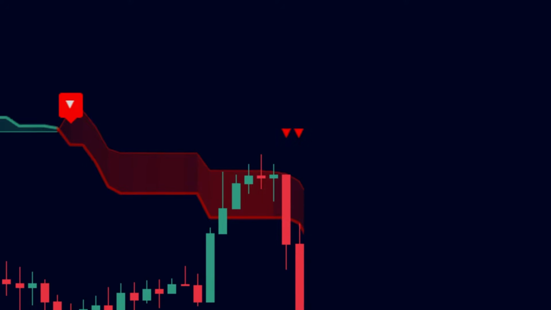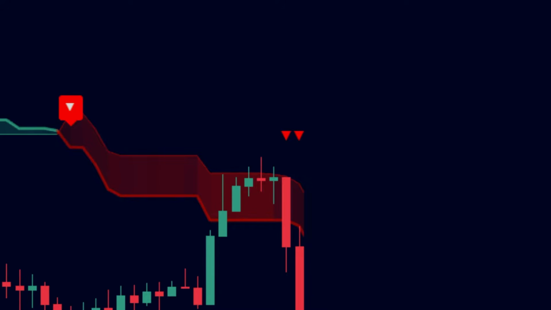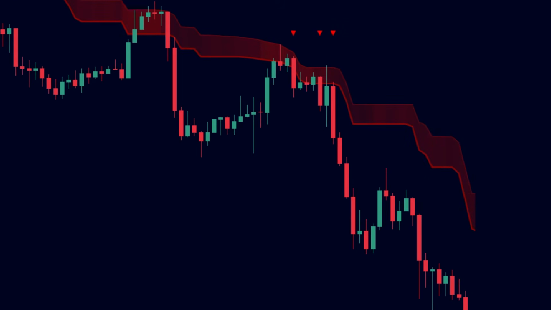You will also notice small arrows near recent swing highs and lows, which mark the first clean flip of the refined trail and serve as early warnings that the market regime may be changing.